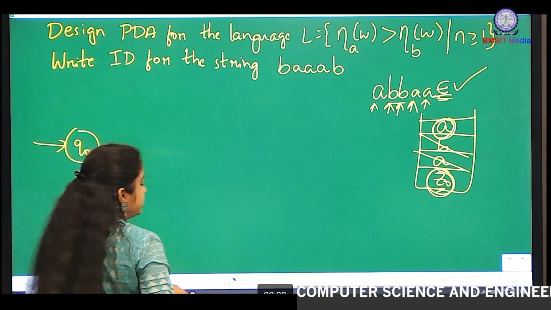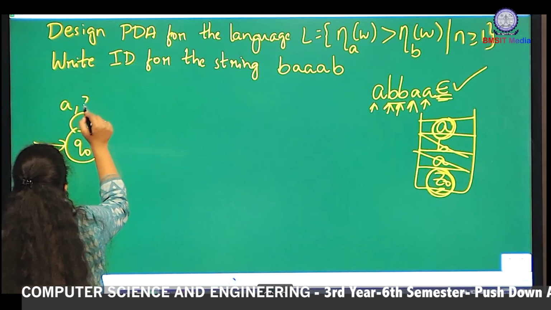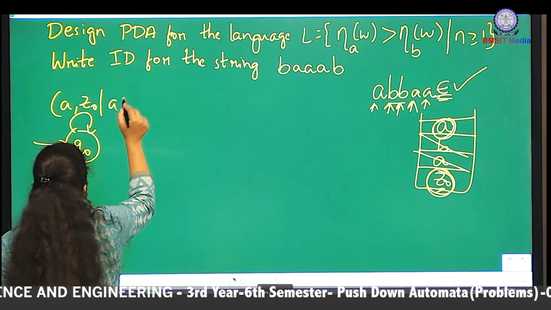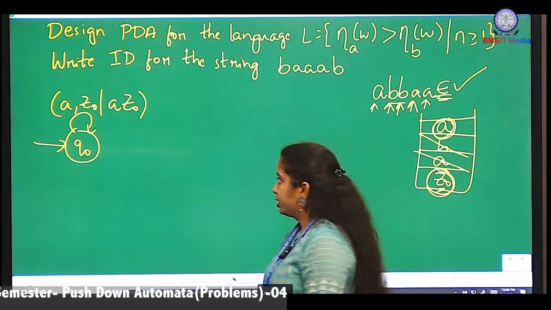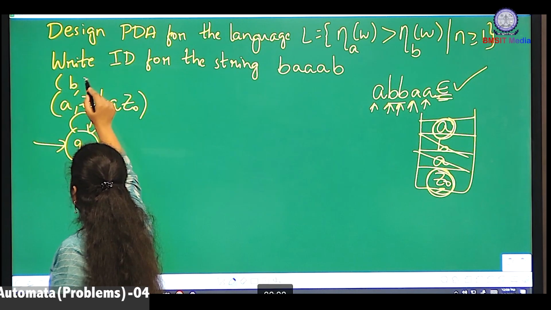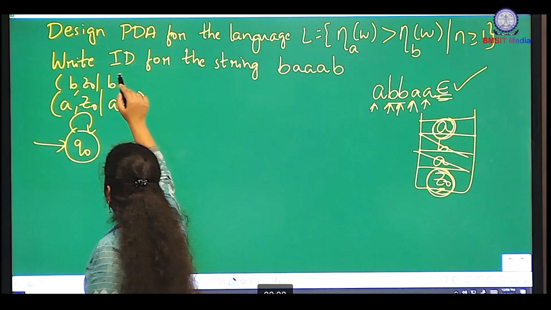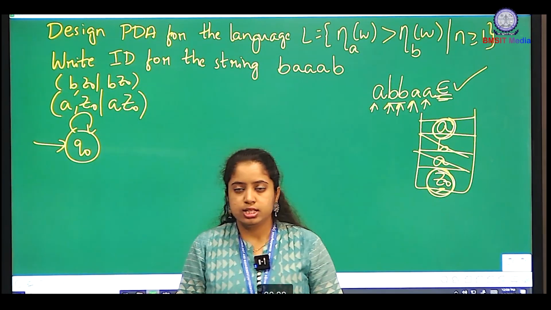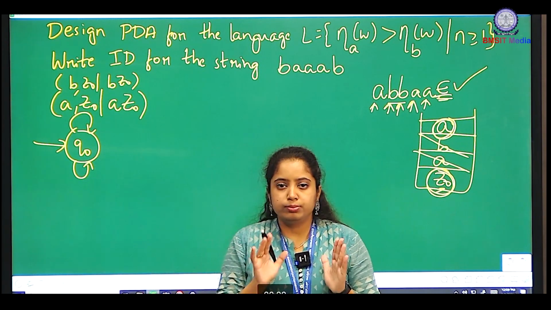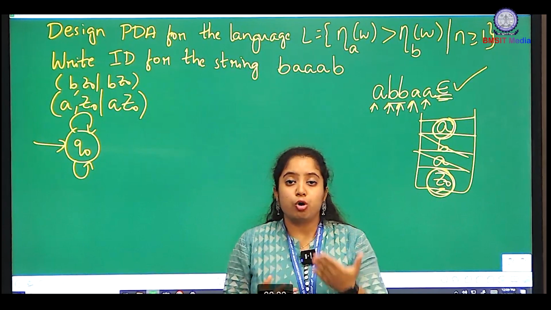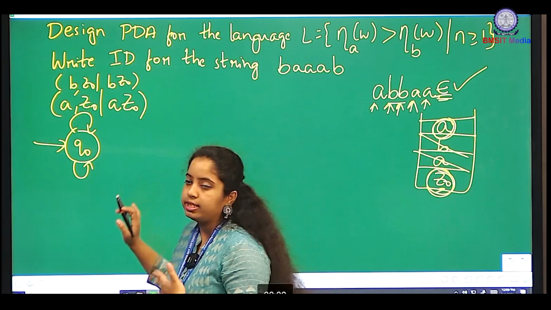So Q0, you start with the start state Q0. When Q0 reads A and Z0 is in the stack, what do you do? You simply push it onto the stack. Again, when you read B and Z0 is the top stack element, if B is the very first element, then B Z0 will simply be pushed into the stack. We will be in the same state, because we do not know the order of A's and B's. A's and B's can come in any order. So we stay in the same state.